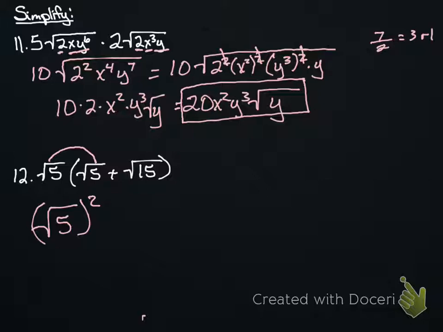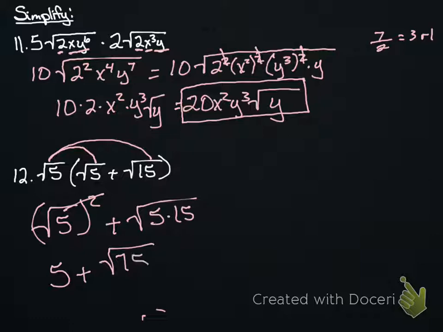Then I'm going to take the square root of 5 times the square root of 15. So plus the square root of 5 times 15. Okay? So the square root of 5 squared, my radical and my exponent cancel. That leaves me with a 5. Okay? Plus, now, 5 times 15 is the square root of 75.